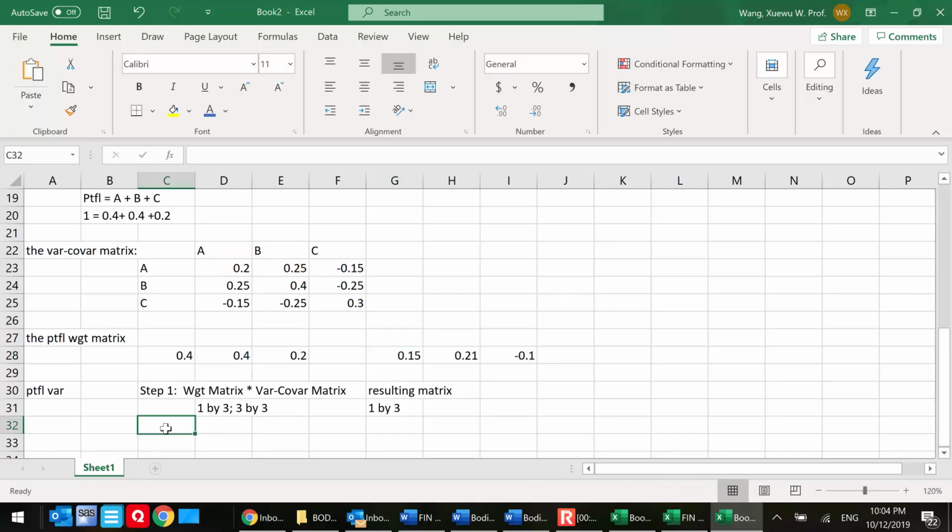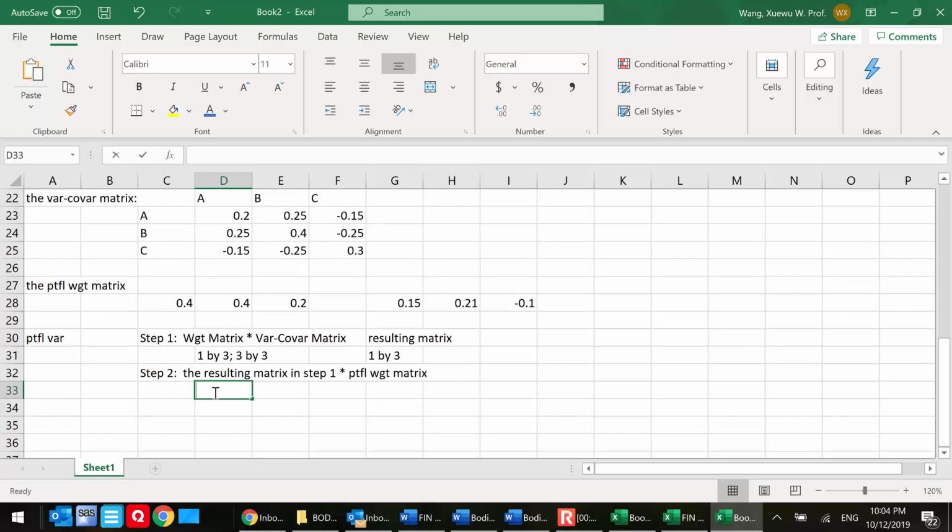Now, in the second step, we need to put the resulting matrix on the left and multiply it by the portfolio weight matrix on the right. The resulting matrix is 1 by 3, so we need a 3 by 1 in order to do the matrix multiplication. If you do a 1 by 3 times a 1 by 3, it's not going to work, because you have 3 columns for the matrix on the left and only 1 row for the matrix on the right, so you cannot multiply them.